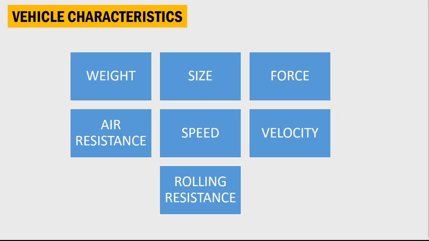Furthermore, the size of a vehicle helps an engineer determine the lane and shoulder width of a roadway, as large vehicles require a higher turning radius and take up more space on the road. Additionally, the dynamic characteristics of a vehicle, that is, the force, air resistance, speed, velocity, and rolling resistance, affect the performance of a vehicle on a roadway and help determine the geometry of the roadway, like a horizontal or a vertical curve. For example, if a roadway is expected to have a high truck volume, then the engineer must design it to have a higher turning radius, wider lanes, and stronger pavement materials.